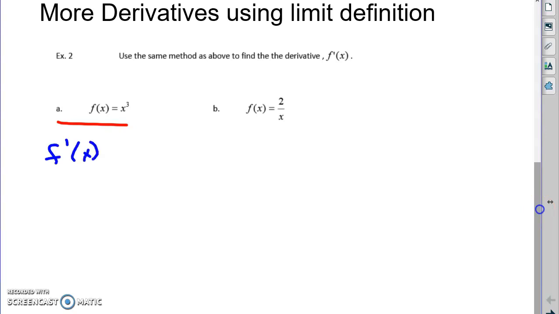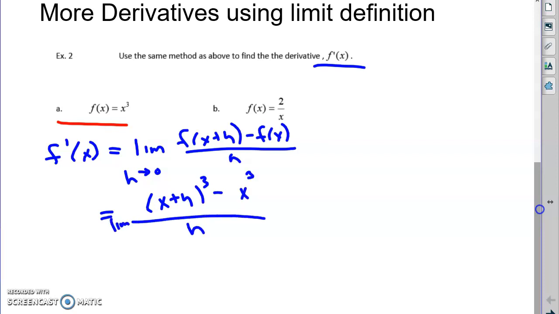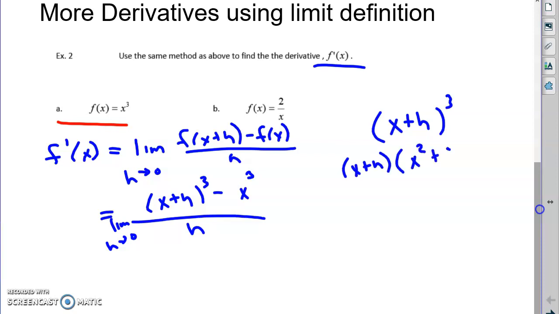So I want to first find the derivative of this x cubed. And what do we remember it as? Limit as h approaches 0, f of x plus h minus f of x all over h. Which means x plus h cubed minus x cubed all over h, limit as h approaches 0. I know what x plus h squared is. I don't know what x plus h cubed is. So I'm just going to say x plus h cubed equals x plus h times x plus h squared, which we said was x squared plus 2xh plus h squared.